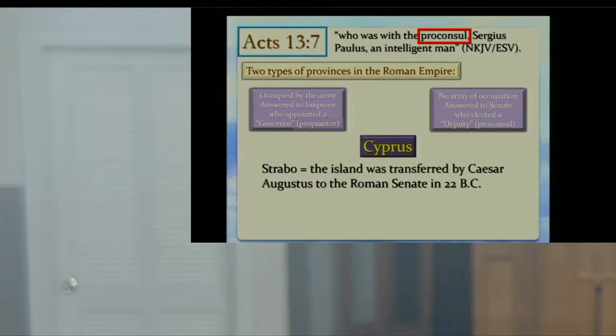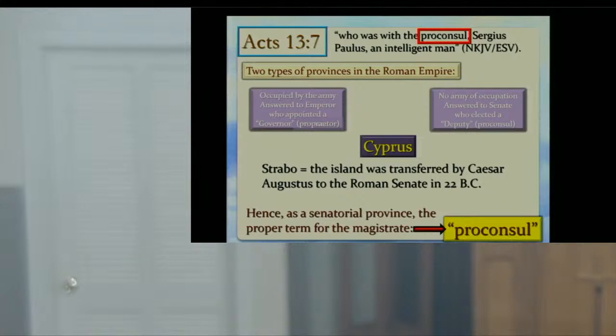Well, the archaeologist we were just talking about dug around, and he found that by this period, the island had been transferred by the emperor to the Senate. And this had occurred some 30, 40 years before Luke refers to Sergius Paulus. So at the time Luke was writing, Cyprus was a senatorial province, and therefore the proper term for the island magistrate was proconsul. He was right on the money, absolutely historically accurate.